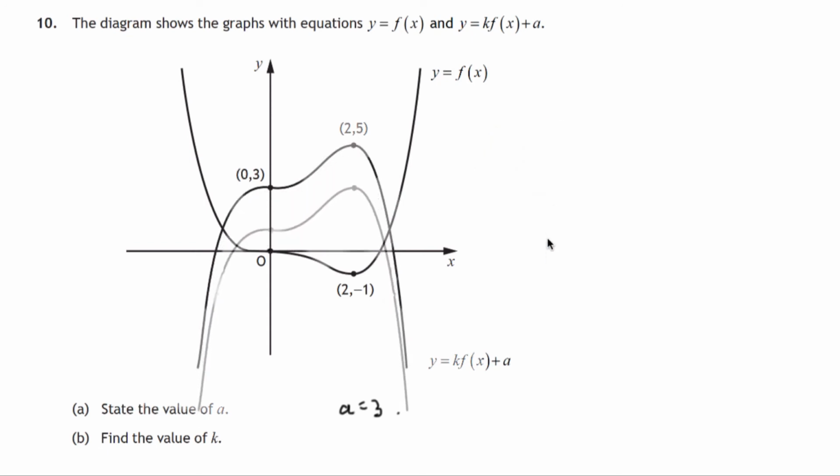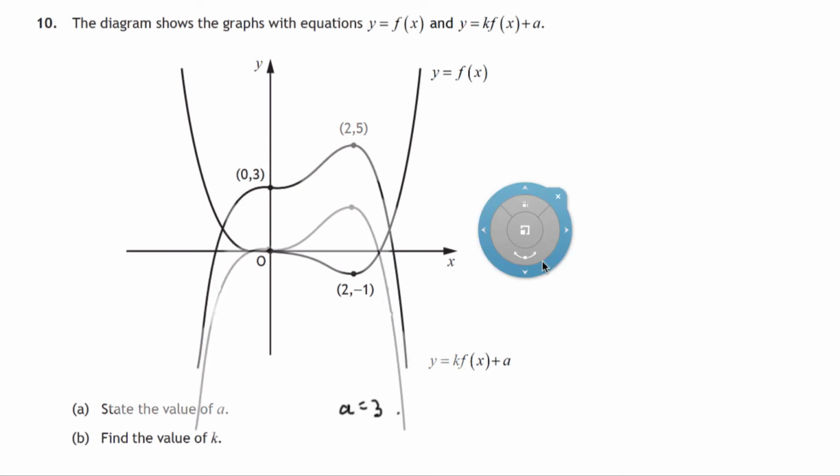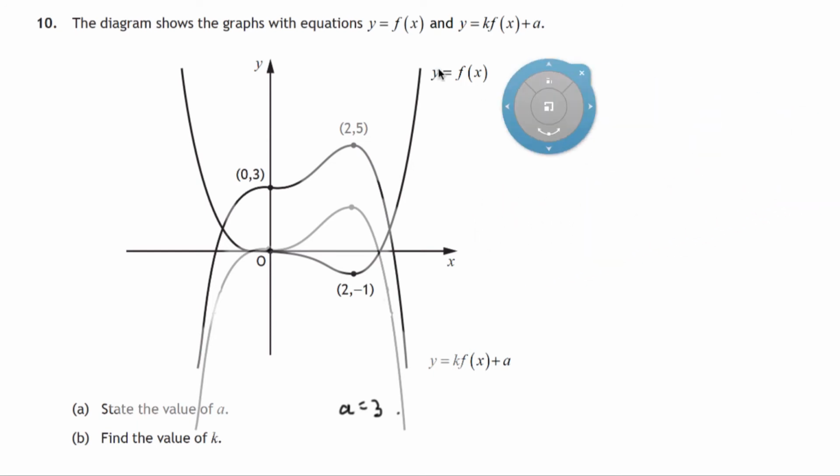So there's that final graph, and we've undone the adding 3. So we're now looking solely at the graph y equals kf of x. So this is pure scaling now, without that shift up the y-axis.